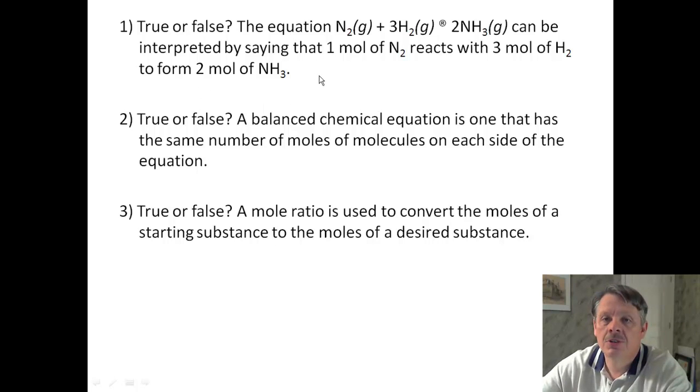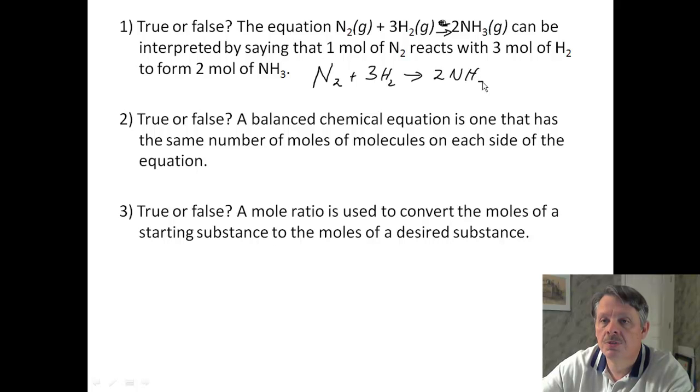The equation nitrogen plus hydrogen gives NH3. Can it be interpreted as saying 1 mole of nitrogen plus 3 moles of hydrogen give us, it's supposed to be give us, 2 NH3, 2 moles of NH3? Well, you could certainly say 1 molecule of nitrogen plus 3 molecules of hydrogen give me 2 molecules of ammonia, or a dozen molecules of nitrogen plus 3 dozen molecules of hydrogen give me 2 dozen molecules of ammonia, or 100 nitrogens plus 300 hydrogens give me 200 ammonias.